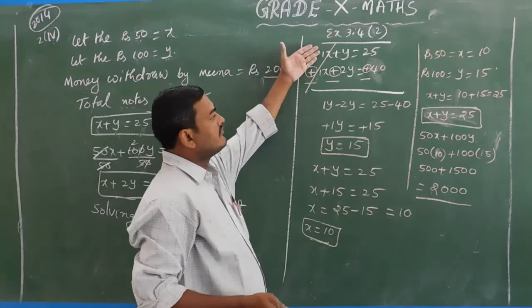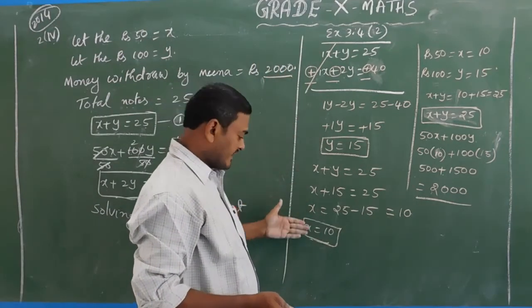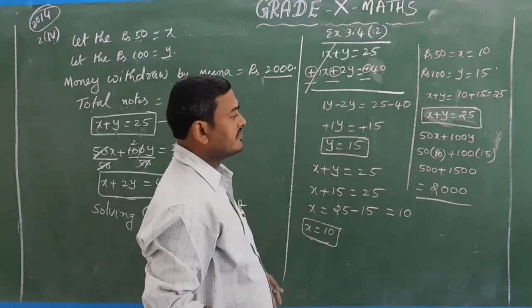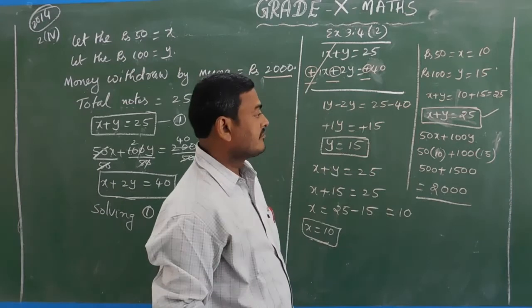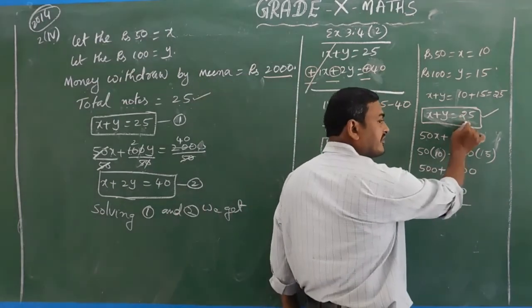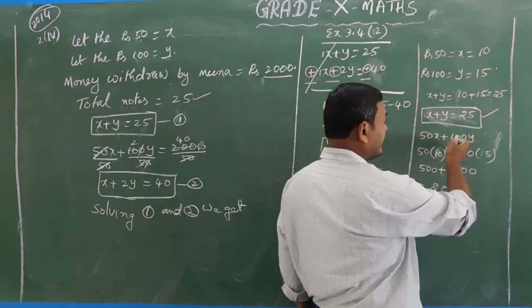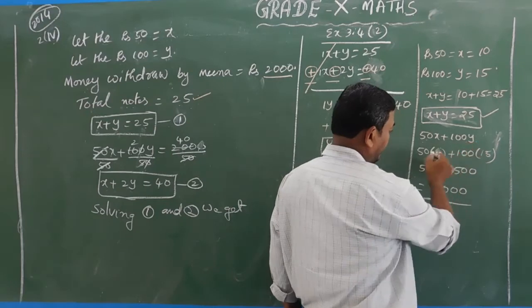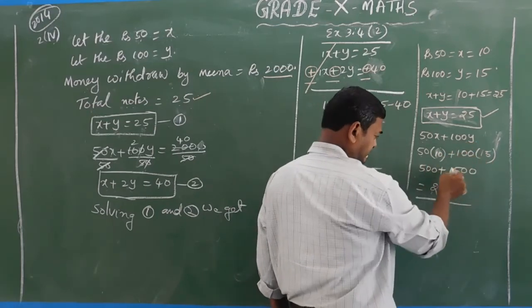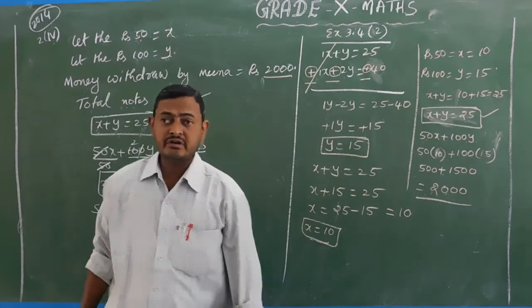Solving equations 1 and 2, we get the y value equal to 15 and the x value is 10. The number of 50 rupee notes is 10 and the number of 100 rupee notes is 15, so the total notes is 25. The amount is 50x plus 100y. If you substitute these x and y values, we get 2000 rupees.